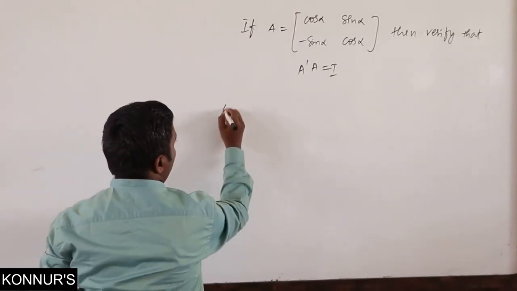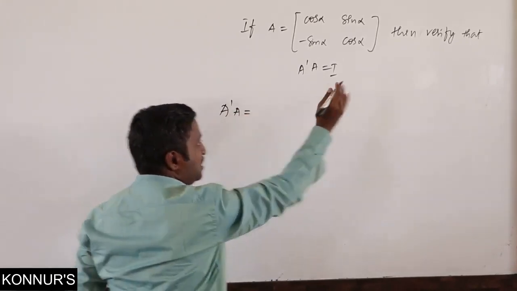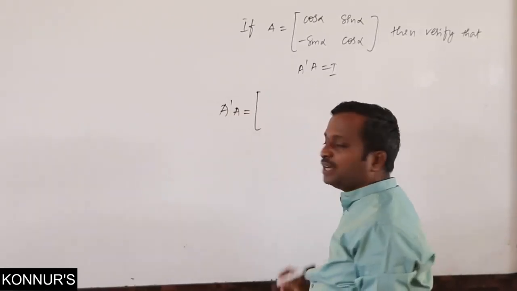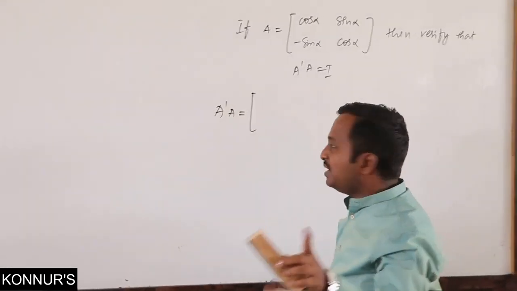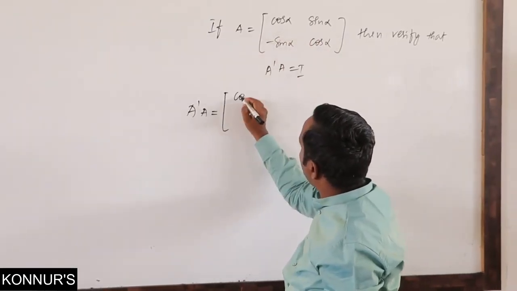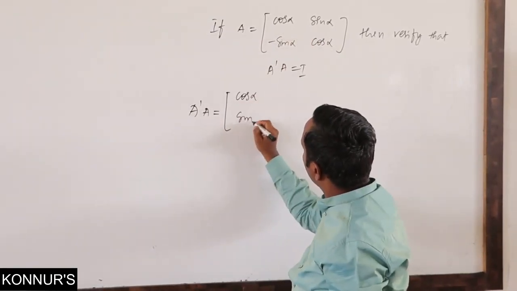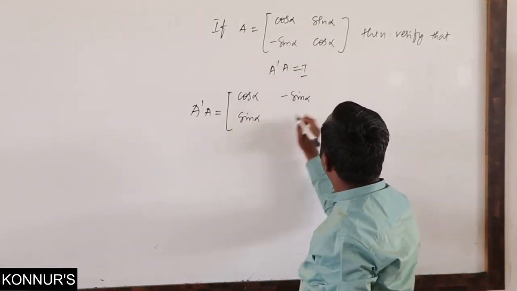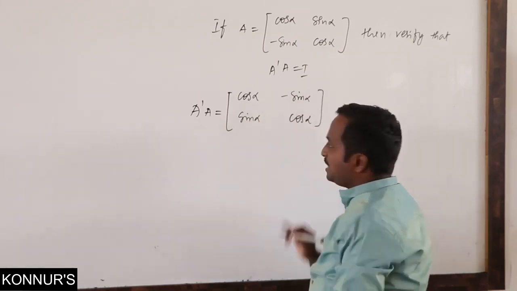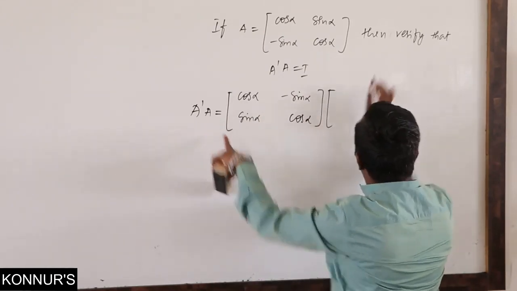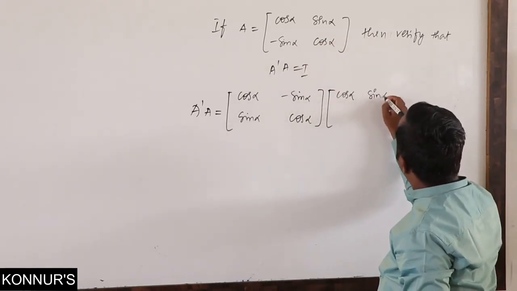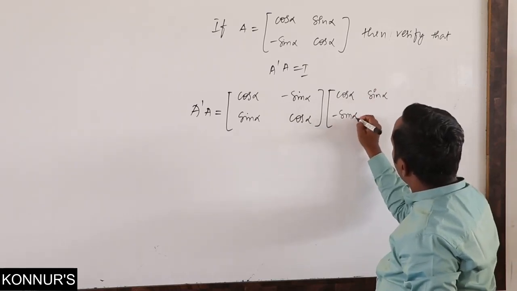A dash into A we have to find. Verify means is it possible or not? Let us look. How to write A dash? Making a row and column interchange: cos alpha sin alpha, which was a row, becomes a column here. Cos alpha sin alpha is a row here, minus sin alpha cos alpha. This is the A dash into A matrix. Keep the A matrix as it is: cos alpha sin alpha, minus sin alpha cos alpha.